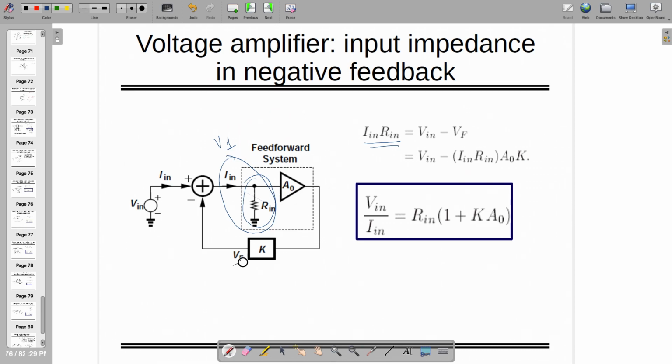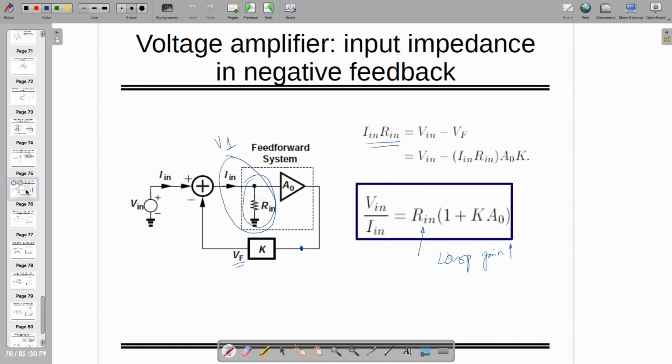So if I need to find out V_f, it is nothing but whatever is getting here multiplied by K. So at this point it's nothing but A0 times V1, where V1 is nothing but I_in times R_in. So I_in is V_in divided by R_in, which gives me R_in times (1 plus A0 K). So if I'm using the voltage amplifier as a topology, the input resistance will be improved by the loop gain. So that is what we want, and that is what is happening.